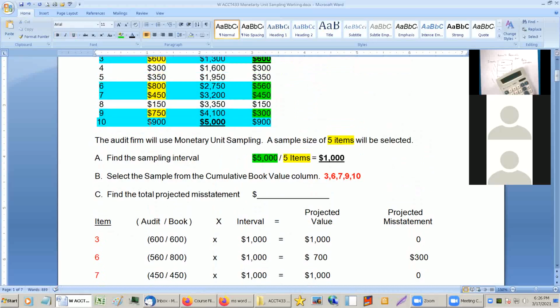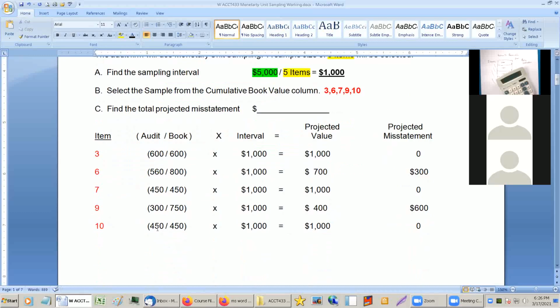And 10 is 900 and 900. And everything's okay with that one.